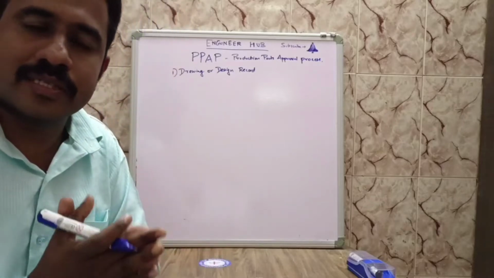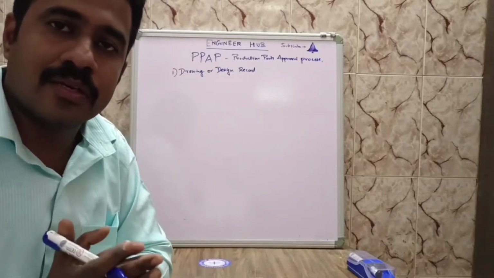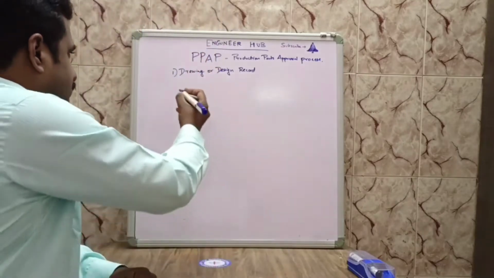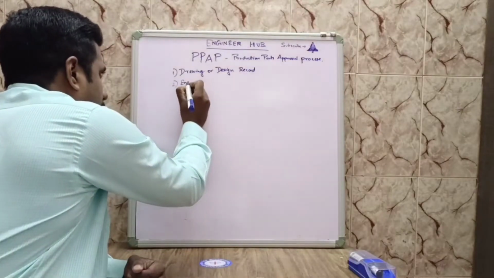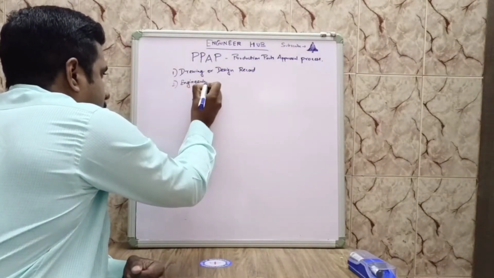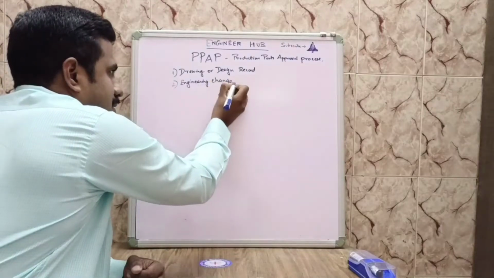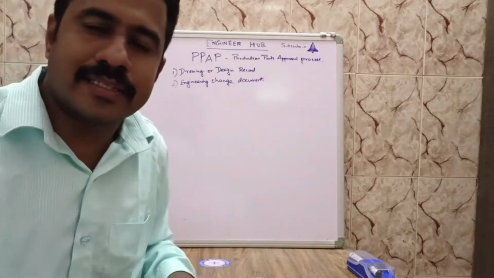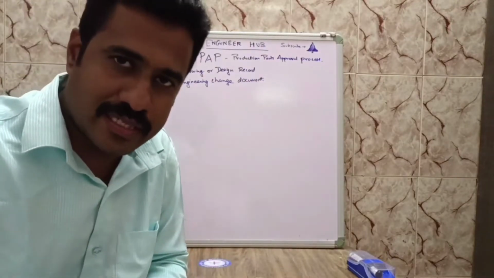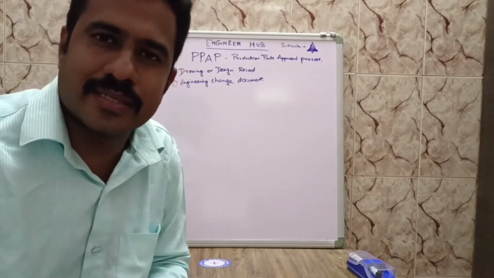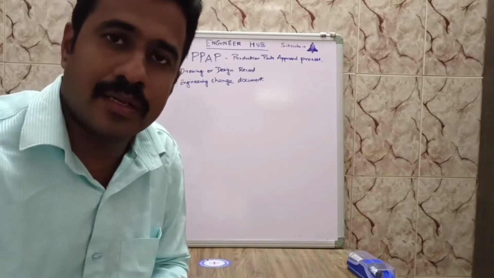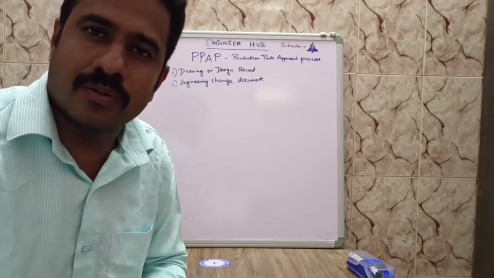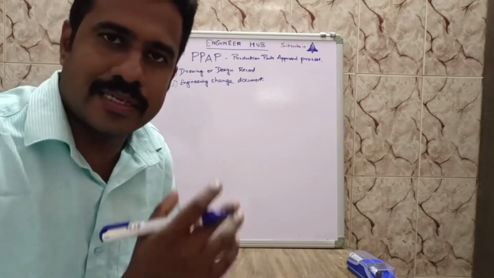The second document is called the engineering change document. What is the engineering change document? Let me write it down for you first. The second document is called engineering change document. If you have a revision level in the drawing, or some machine change, tool change, or dimension change has happened, then those changes can be reflected in this document. So any changes in the drawing are covered by the engineering change document.